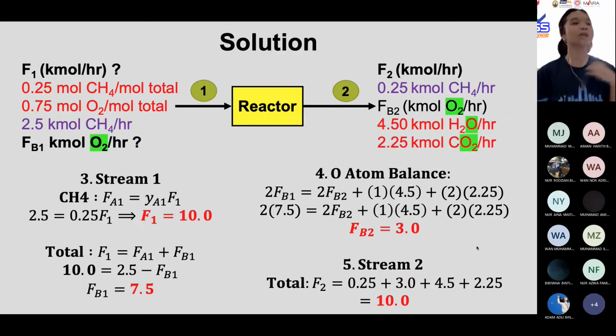Okay, so then saya akan tulis balik apa yang saya dah tahu, apa yang saya tak tahu lagi. Okay, so sekarang saya dah tahu methane yang masuk, methane yang keluar.